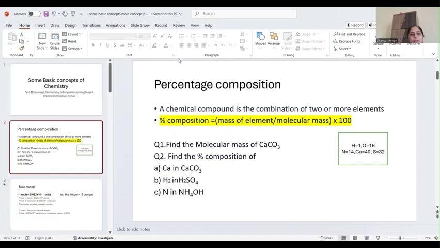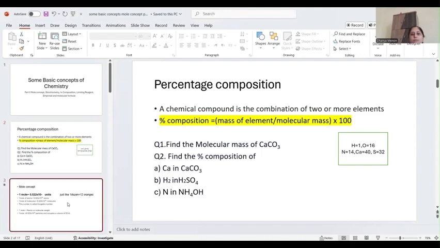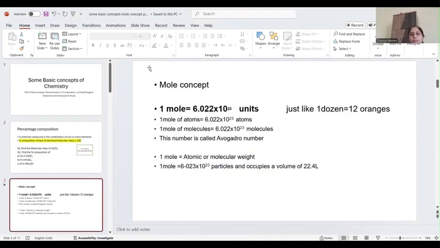So we finished with the first topic, percentage composition. Okay. Now, in the second topic, we will be dealing with the mole concept. Okay. The mole concept. Now, this mole concept is a lot of questions you get for the competitive exam in mole concept.